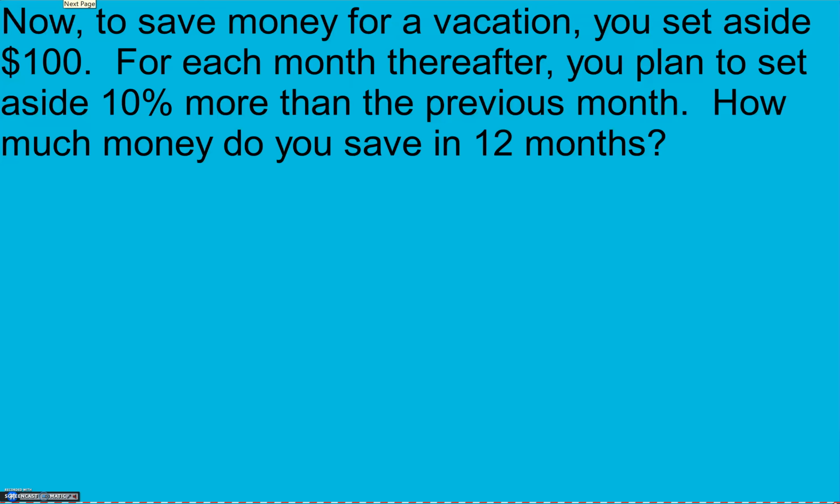Now, to save money for a vacation, you set aside $100. For each month thereafter, you plan to set aside 10% more than the previous month. How much money do you save in 12 months? So, our initial amount is $100. Our rate, guys, is not going to be 10%. It's going to be 110%. We're doing 10% more, which means we're taking our original $100 or 100% and adding 10%. So our rate as a decimal is going to be 1.1. It's 10% more than the previous, so 100% of the previous plus 10%. And our number of terms is going to be 12 months.